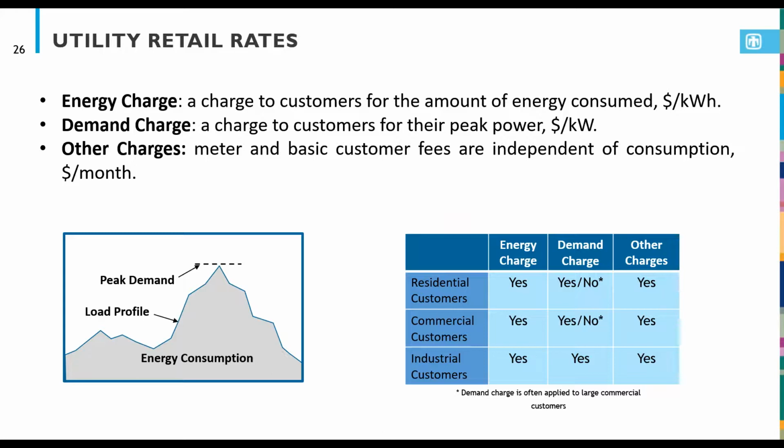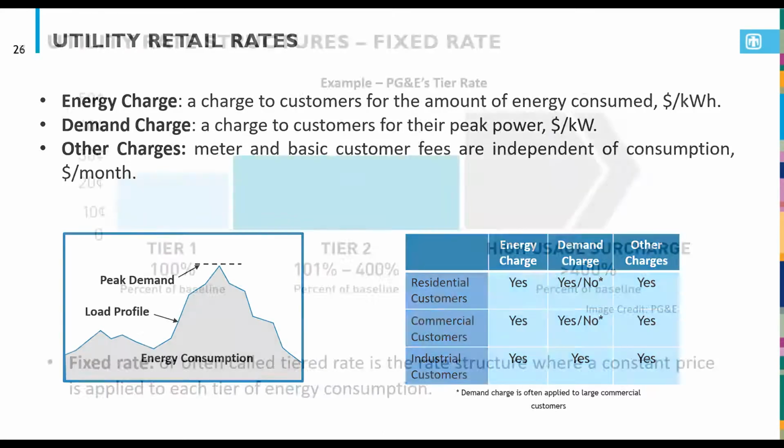The second term is demand charge. This is the charge to the customers for their peak power demand in kilowatt. This charge is often applied to large commercial and industrial customers. Besides energy and demand charges, there are also other charges that are independent of consumption, such as meter fee and some other basic customer fees.